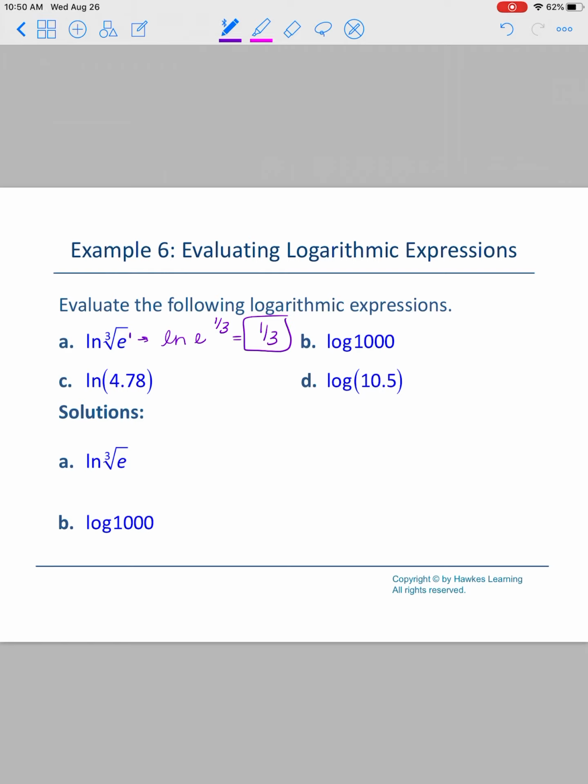Okay, B, log of 1,000. I guess I should have put that down here. Log of 1,000. Again, what base does this have? I want to know, what does that equal? If there's no base, remember there's an understood 10 as my base, so I can rewrite this as an exponential to solve. 10 to what power equals 1,000? Well, 10 to the 3rd power, so x is 3.